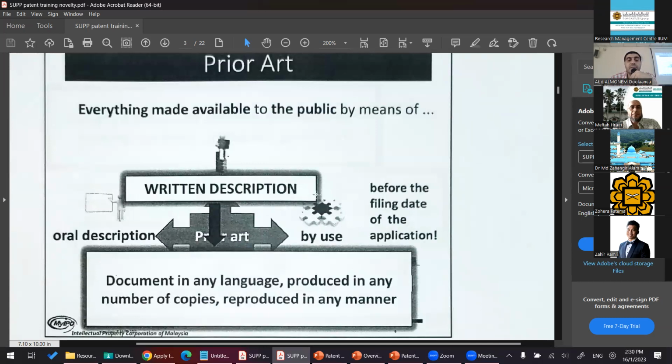Written description: a document in any language, produced in any number of copies, reproduced in any manner. So you can see this includes publications. This is also dangerous at a conference. It means you attend the conference and they publish the poster. Even if you just put the poster there, someone may take photos and so on. You may still have a 1 year grace period, but if you didn't submit, they can use it to invalidate your patent.